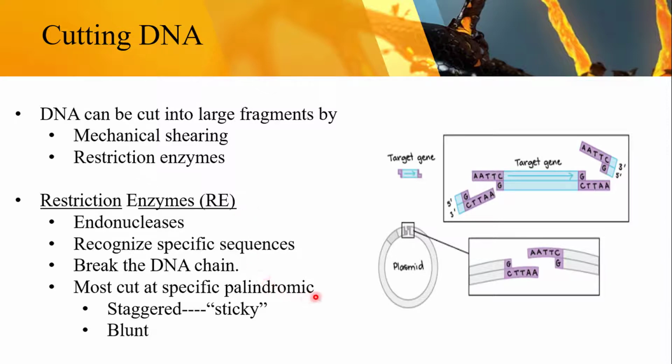Most cut at a specific palindrome, making staggered or sticky ends or blunt ends. This target gene is being cut by the endonucleases into sticky ends, and a blunt end is the straight end. This sequence shown in the purple color is a specific palindrome that is recognized by the restriction enzyme.